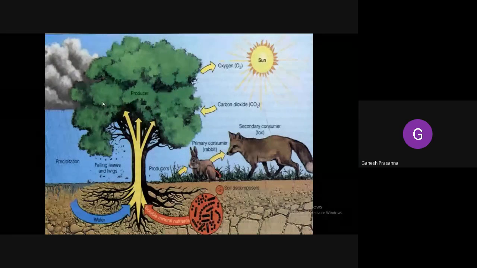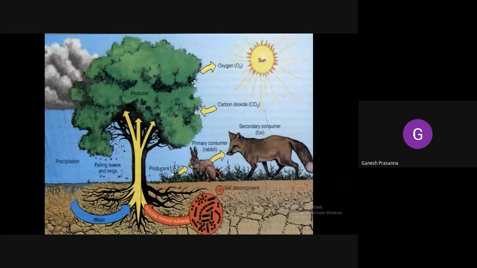So the food that is being produced by the plants is consumed by the consumers, that is the primary consumers. The producers are the ones which are called autotrophs, which have got the capacity to produce their own food.